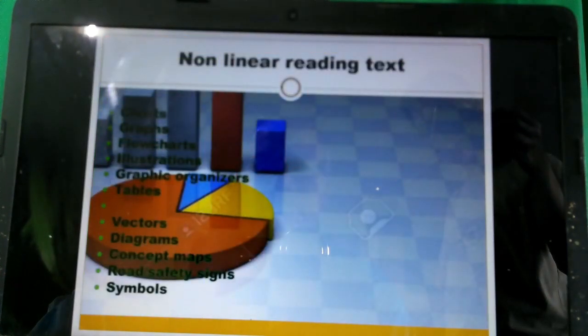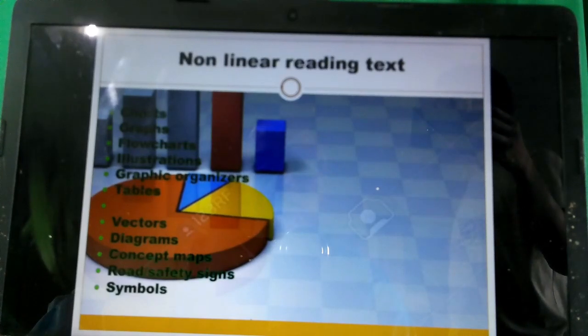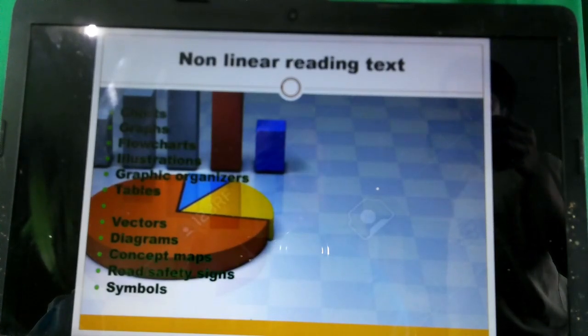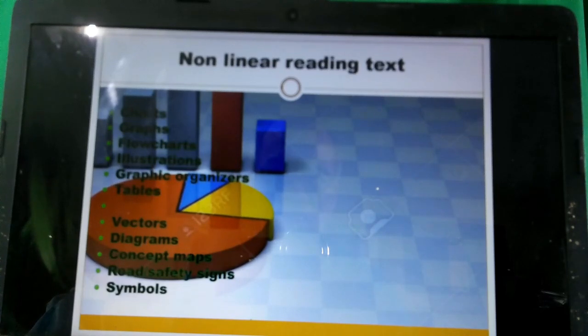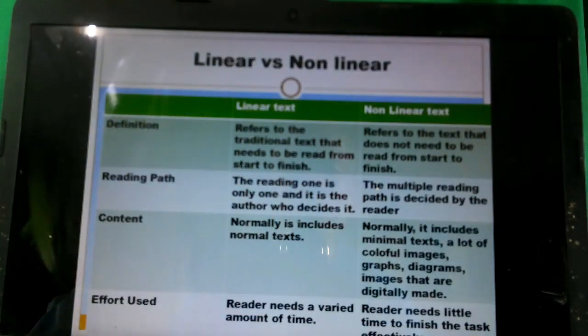Next, the nonlinear reading text. Again, they are charts, graphs, flowcharts, illustrations, graphic organizers, tables, vectors, diagrams, concept maps, road safety signs, symbols. So we've added some more. Let's have the definitions of both, of the linear and nonlinear.